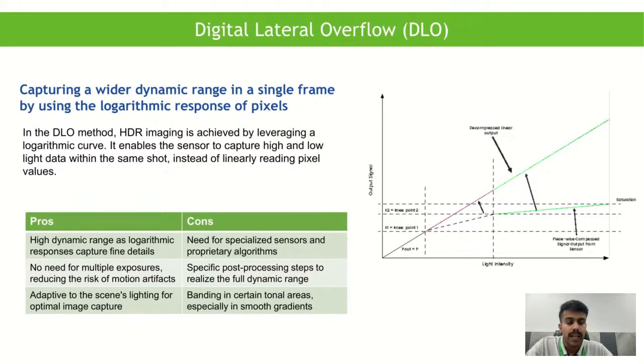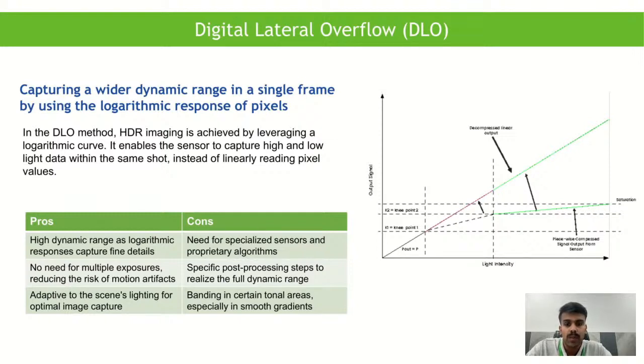Another method for HDR is also called digital lateral overflow. This DLO method of HDR was provided by onsemi. In onsemi sensors, the two exposures used on the camera are both compressed by the sensor itself using a logarithmic function. So in this method, both the exposure times, depending upon the pixel value or the saturation point, are compressed by the sensor itself and provided as a compressed output to the compressed HDR image.